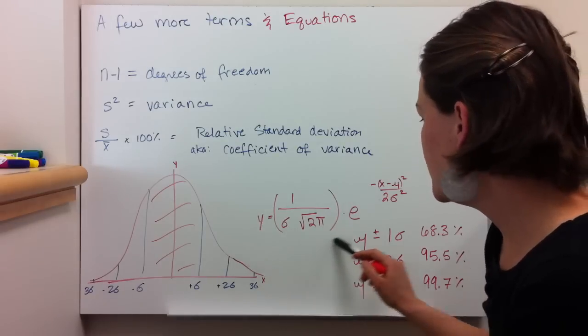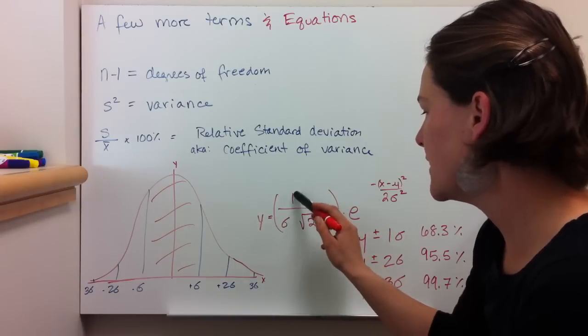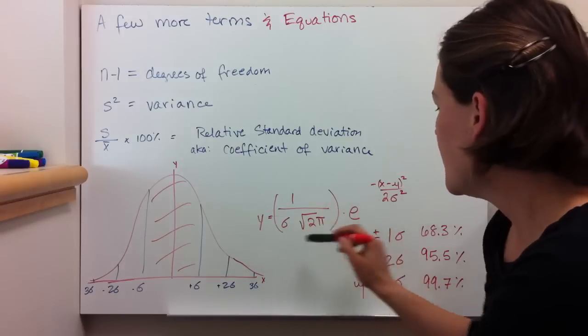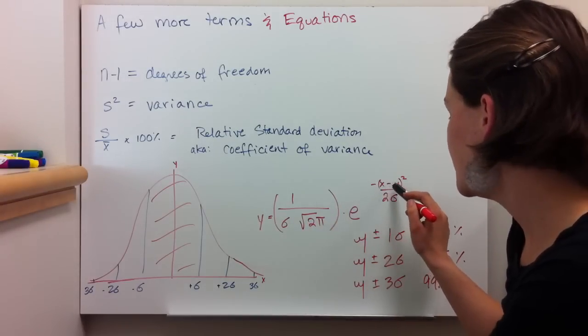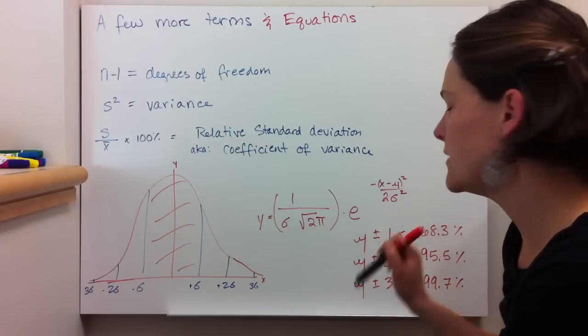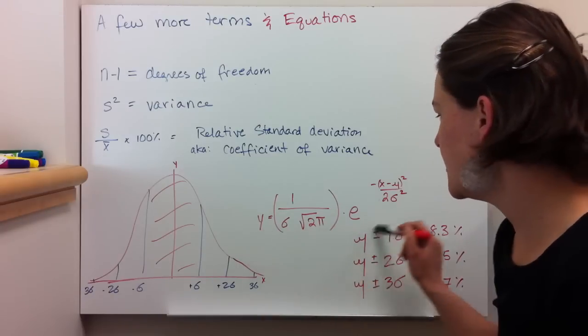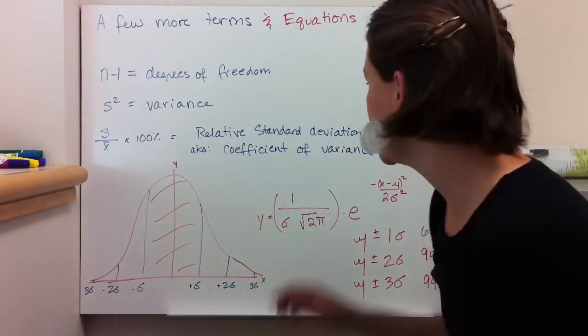The equation you would use to generate this Gaussian curve is 1 over sigma times the square root of 2 pi, times e to the negative (x minus mu) squared over 2 sigma squared. You probably don't need to know this equation, but that's how this curve is generated.